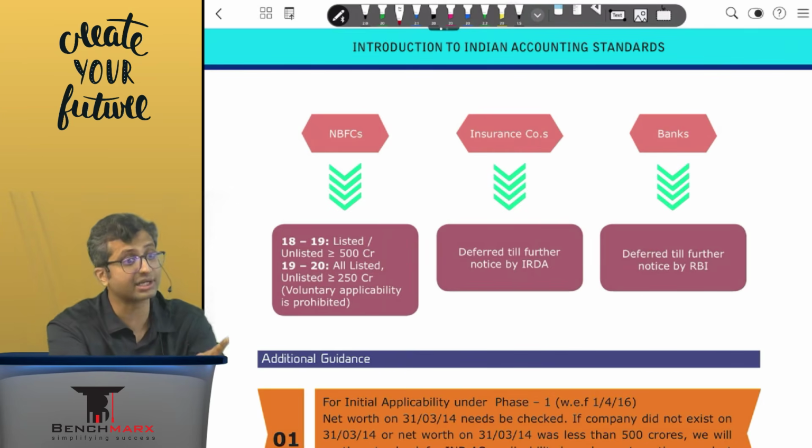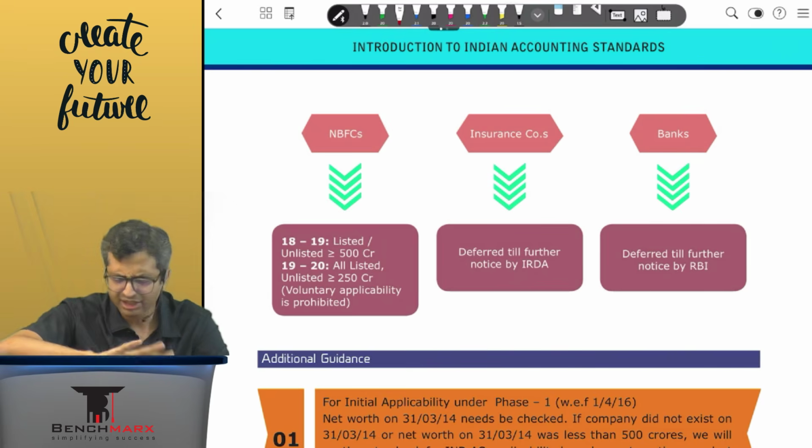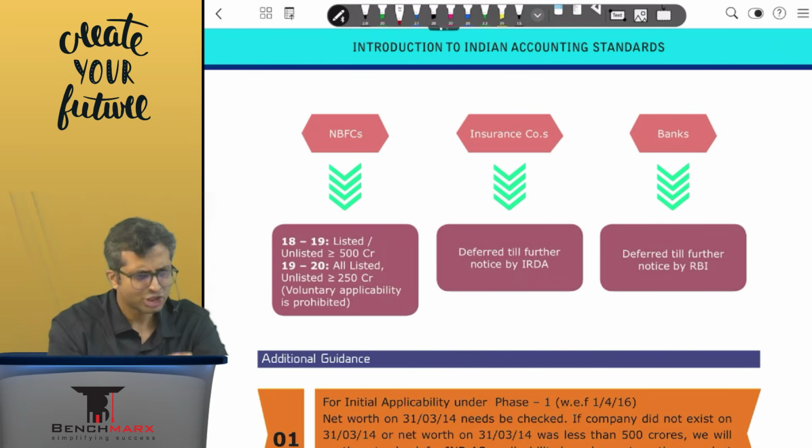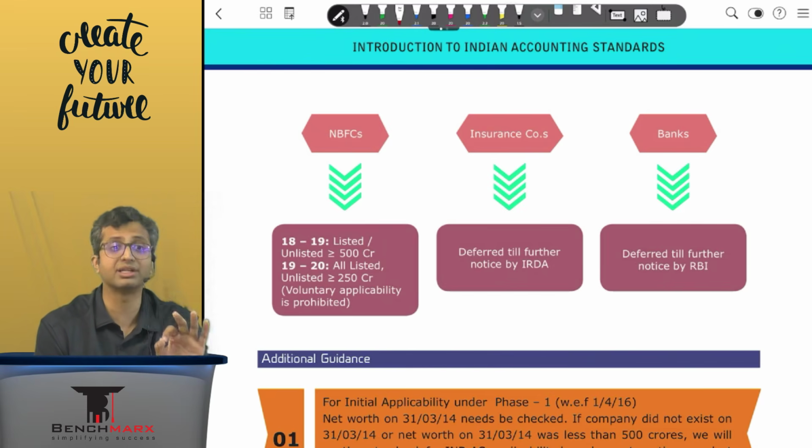In fact, there are other standards also, like Ind AS 106 on exploration and evaluation of mining. They don't apply it because it is very technical. So they might give you an introduction, but the deep application of 117 is unlikely.